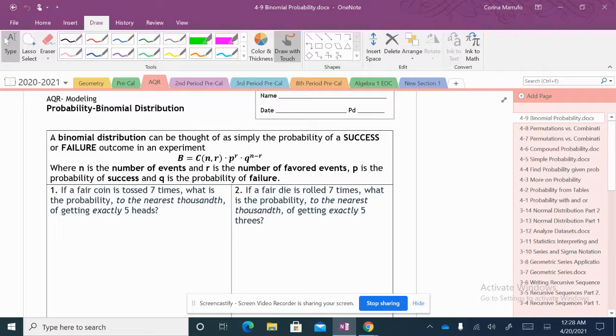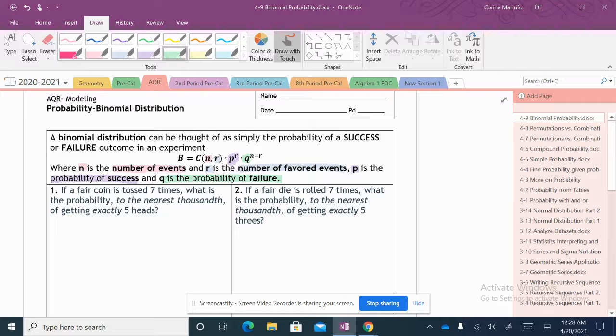Where n is the number of events, so it's kind of similar to what we were doing before. So n is the number of events. r is the number of favored events, and then p is the probability of the successes, and we'll go over it a little bit more. And then q is the probability of failure.